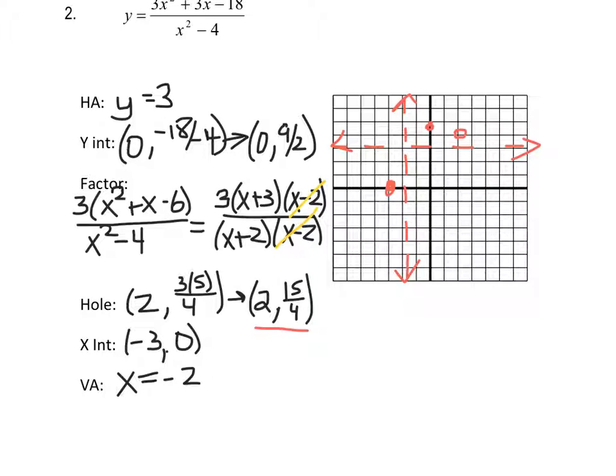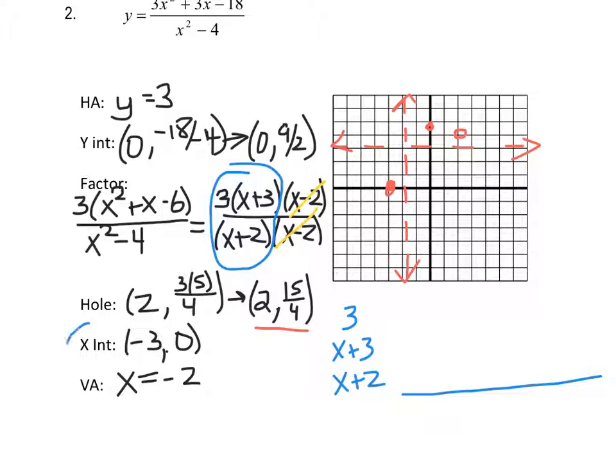So I'm going to do 3, x plus 3, x plus 2. That's from this step right here. Then for my sign chart, I'm going to use anything that was an x-intercept or vertical asymptote. So that would be -3 and -2. So 3 is always positive.